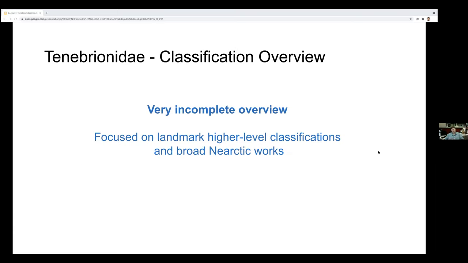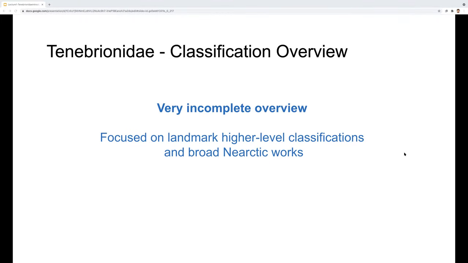So now I just want to jump into a really, really incomplete overview that's going to help talk about classification and frame the rest of what we're going to talk about in this workshop. And we're really just going to touch on landmark, higher level stuff. And again, we're really focused on Nearctic North American taxa in this workshop. So there are so many important contributions that we're just not talking about, especially for worldwide Tenebrionids. But we only have so much time.